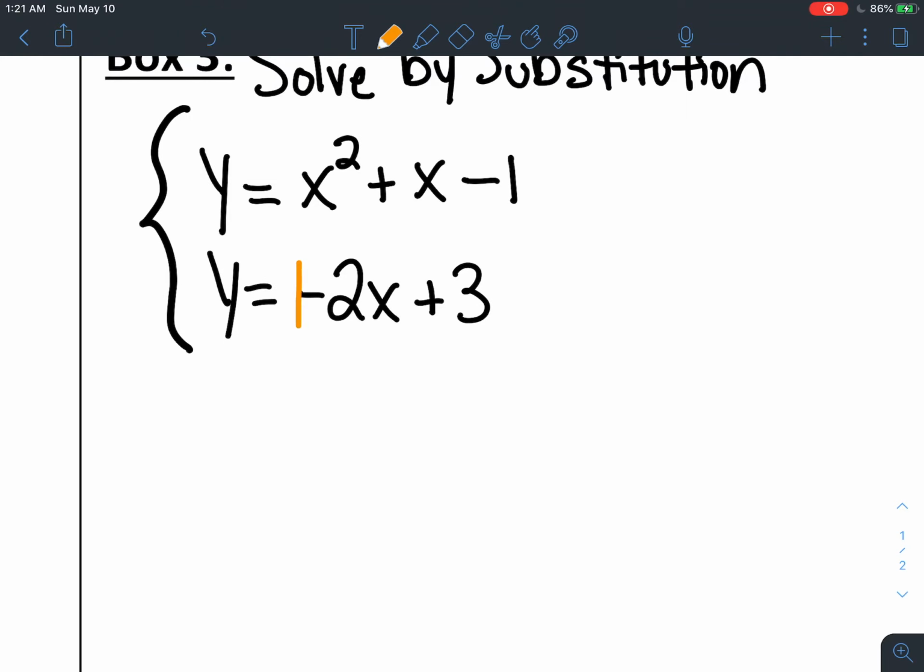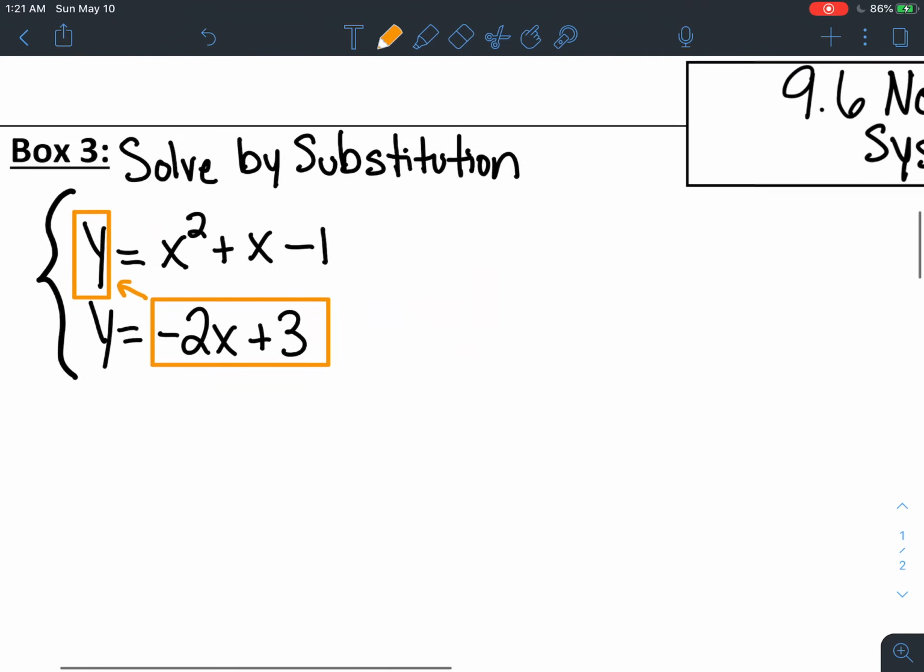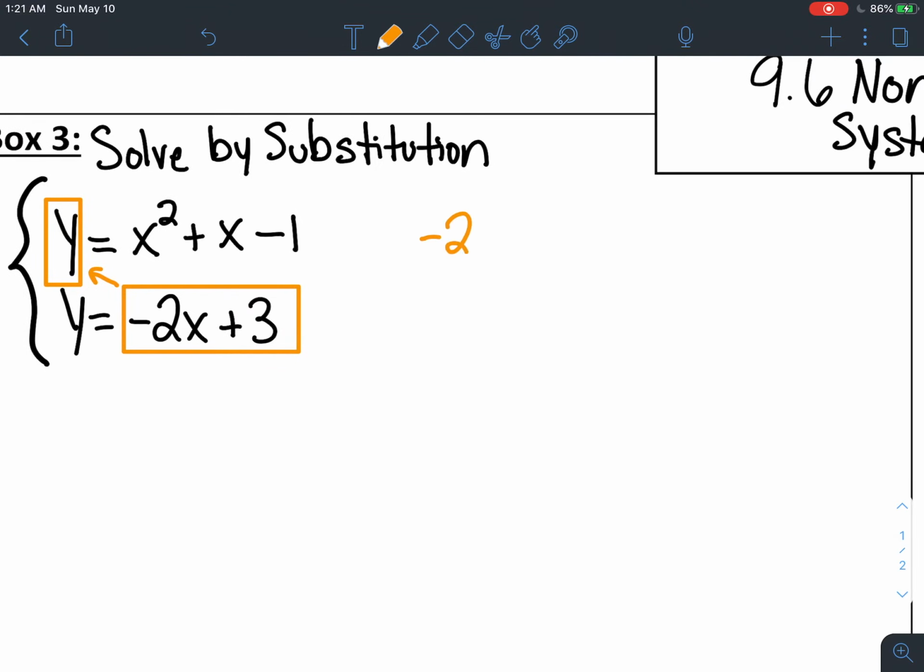So starting off, in this case, it doesn't really matter which way you consider it. y is negative 2x plus 3. So I'm going to just do that substitution there for y. So my updated equation: negative 2x plus 3 equals x squared plus x minus 1. So now I've got a single variable, single equation.